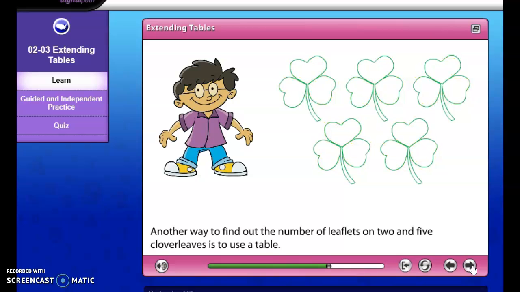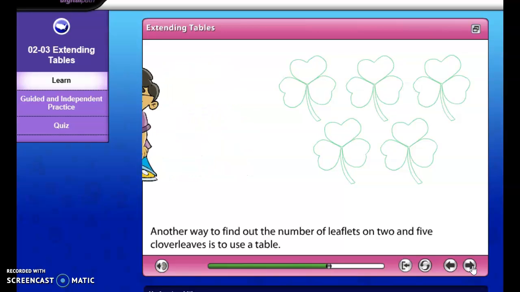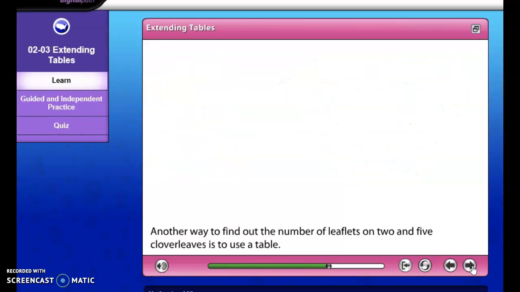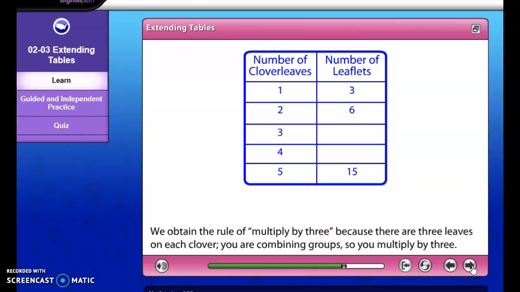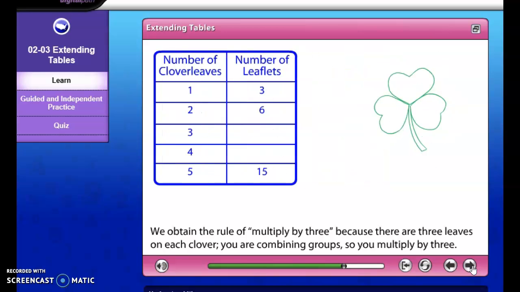Another way to find out the number of leaflets on 2 and 5 clover leaves is to use a table. How do you determine the rule of multiply by 3? We obtain the rule of multiply by 3 because there are 3 leaflets on each clover. You are combining groups, so you multiply by 3. So if there is 1 clover with 3 leaflets, you set up your table: 1, 2, 3, 4, 5 clovers, and counting by 3s.